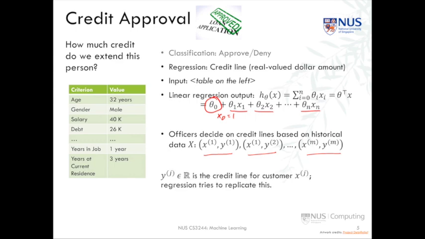And again, just to make sure we're clear about this, to be different from the classification case, our target output is going to be real valued. It's the actual amount of credit that we're going to try to extend for a particular customer. And regression is trying to replicate this by setting its values of theta to replicate it as best as possible.